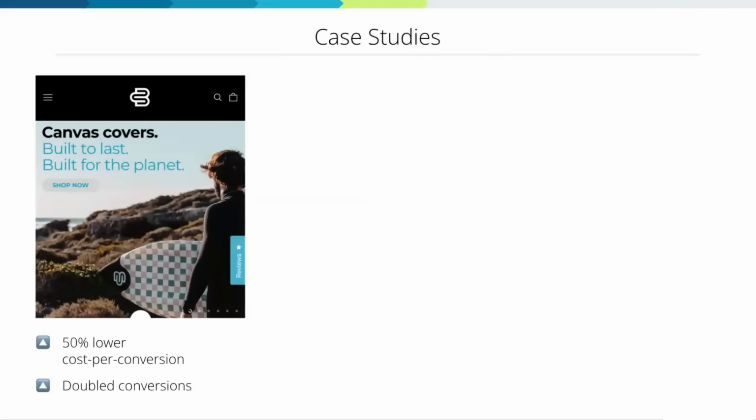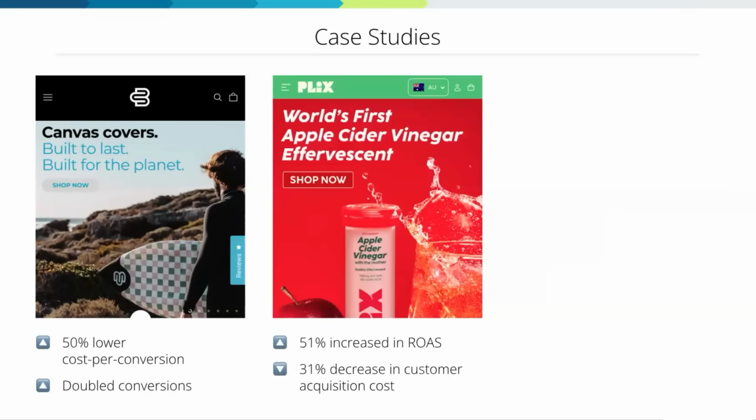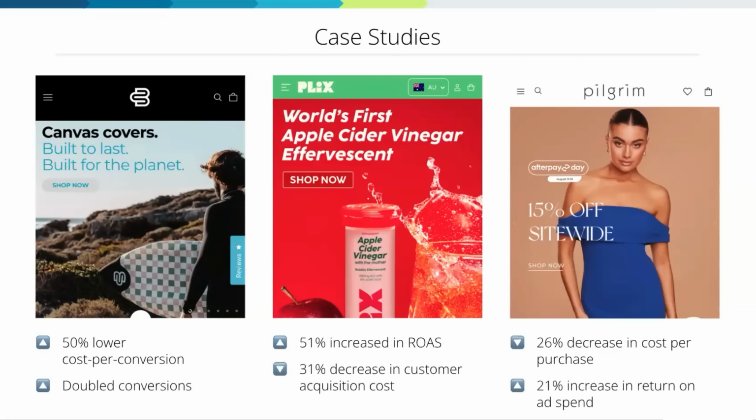A couple of case studies. This one's called Board Socks. They were able to achieve a 50% lower cost per conversion, which meant holding their budget steady. They doubled their conversions, doubled the number of online sales they were able to generate. Plix, which is an Indian wellness company, they were able to achieve a 51% increase in their return on ad spend and a 31% decrease in customer acquisition costs using ASC campaigns. Pilgrim, which is a fashion brand, was able to lower their cost per purchase by 26% and increase their return on ad spend by 21%.